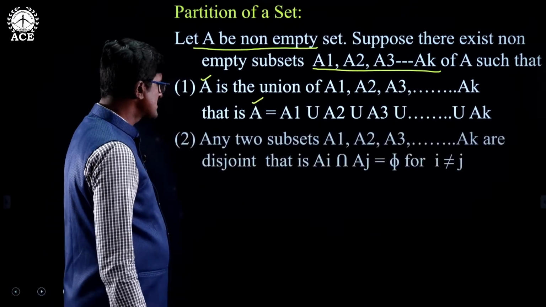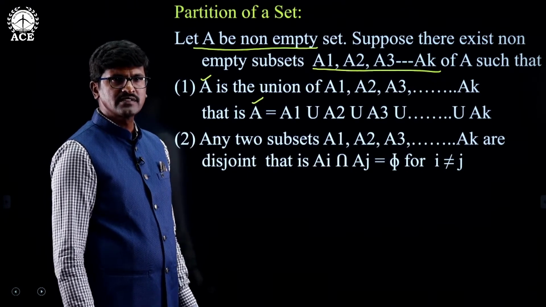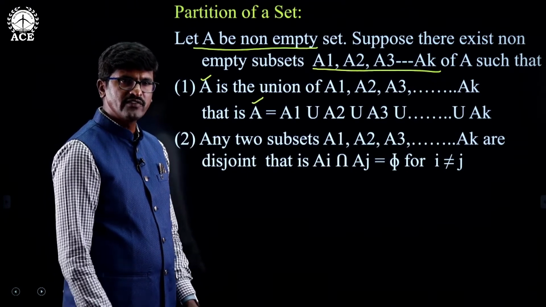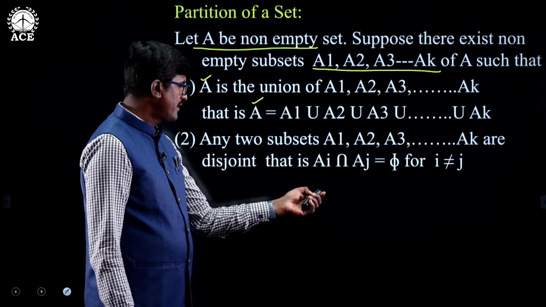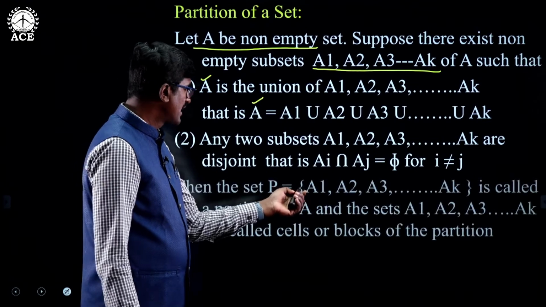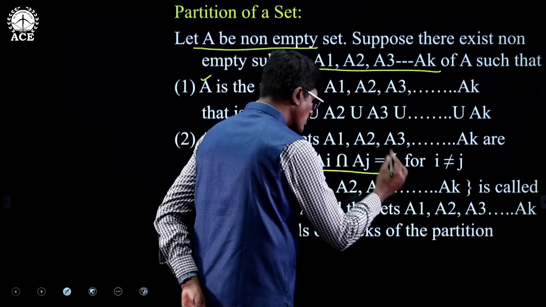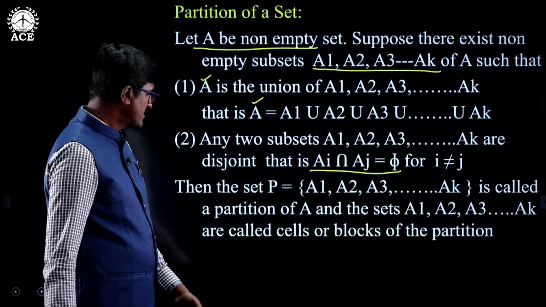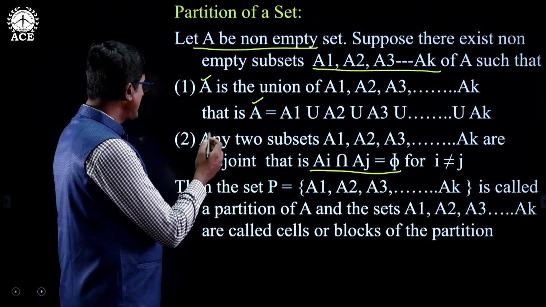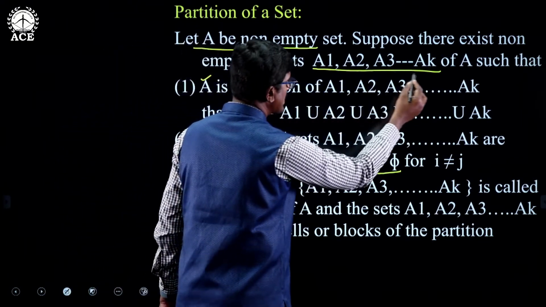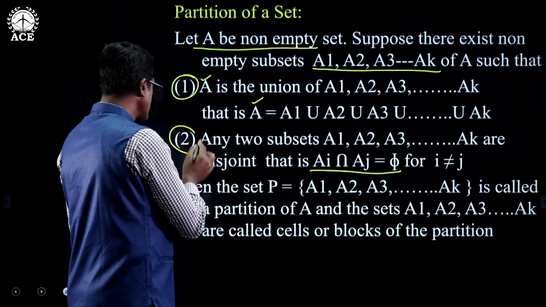Condition number 2 says, take any two sets, there should not be any common elements. If there are no common elements between any two sets, then we say that they are disjoint sets. If Ai intersection Aj is equal to phi, which means that Ai and Aj are disjoint sets. If the subsets A1, A2, and so on up to Ak satisfy condition number 1 and condition number 2.